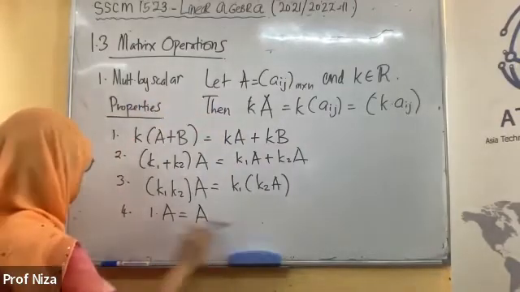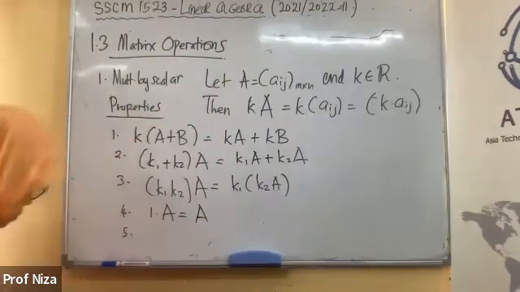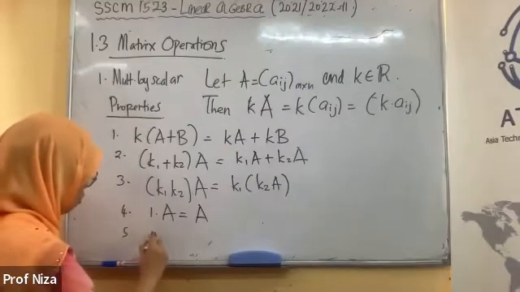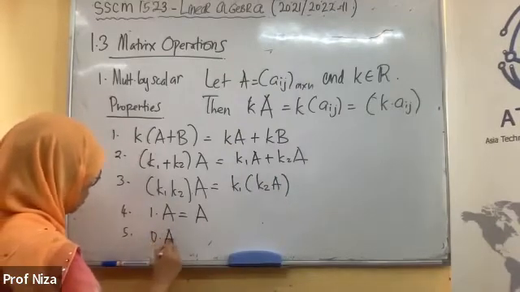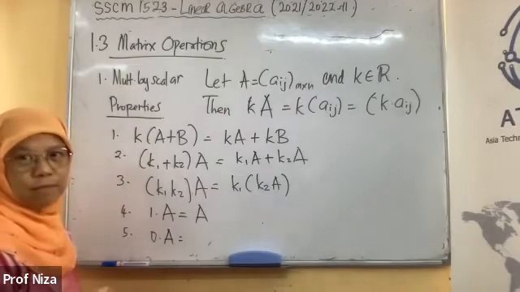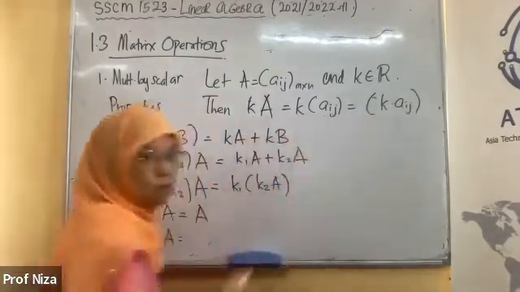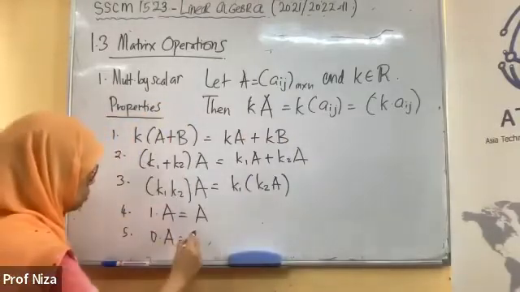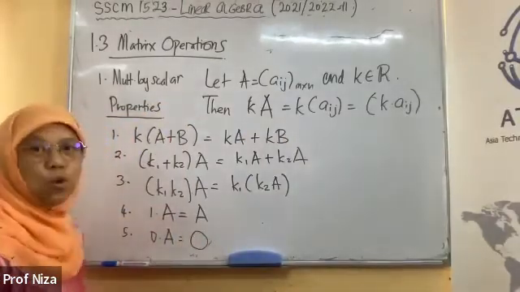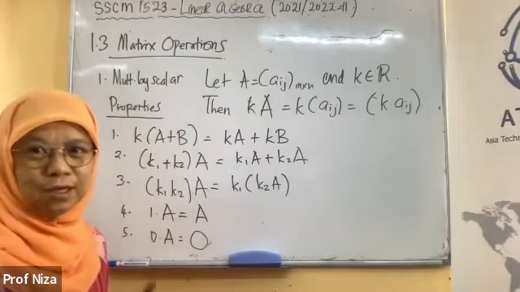Okay, and the last one, 0 times A, what happened? 0 times A is 0 times each entry, which is all 0. So this becomes the zero matrix O.